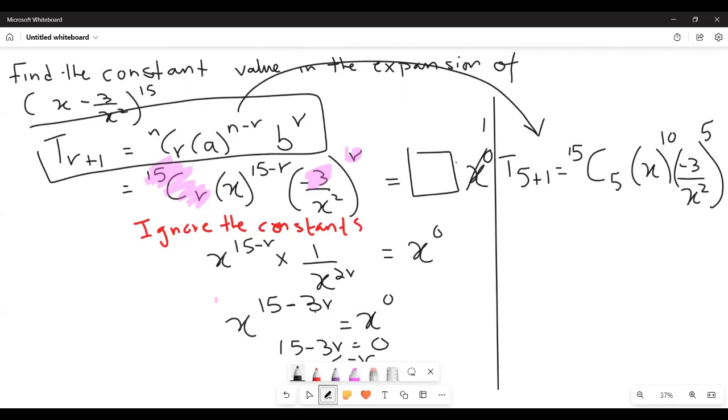So, do we get a constant term now? The numerator is x power 10 and the denominator is also x power 10. So yes, they cancel out and you do get a constant term. So we have 15C5 times (-3) power 5. So that is again a huge value. Minus 729. So the constant is minus 729.